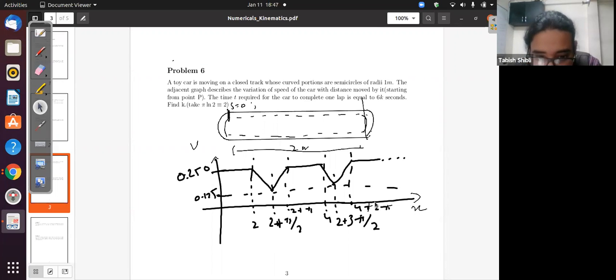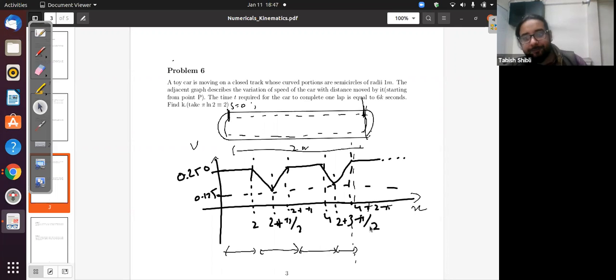So how would one round look like? Well, this is the straight part. It's going from S to this point here. Then it starts moving in a circle, which is essentially this point from here to here. Then it moves 2 meters again, which is back, then moves along a circle, and it ends at this point. This is one lap.